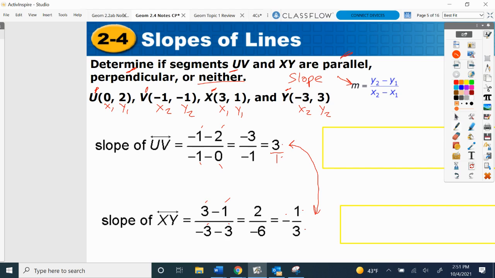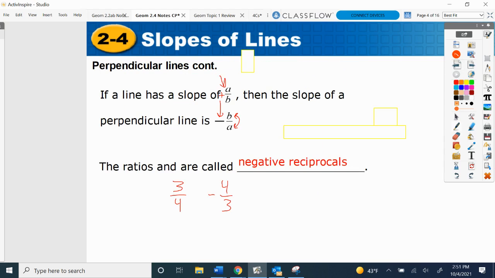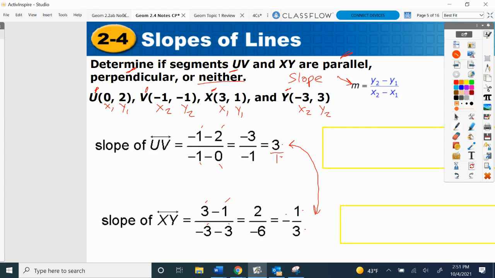If we flip back to what we just looked at with these negative reciprocals, that's exactly what took place. It was 3 over 1, now it's 1 over 3, and where it was positive, it is negative. So that means these two lines are going to be perpendicular. We'll throw our perpendicular symbol there.